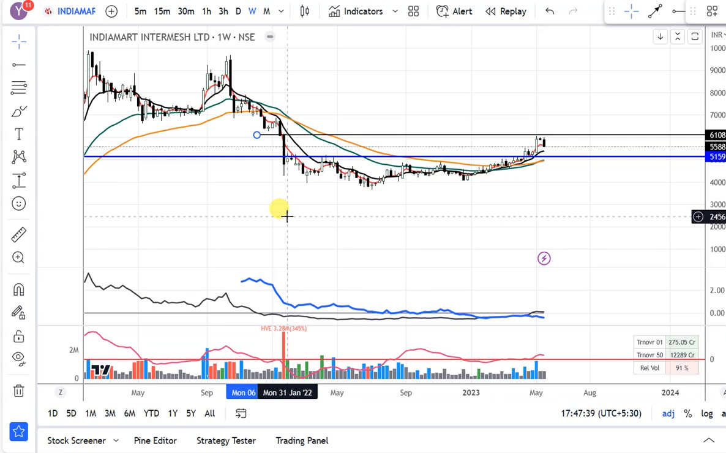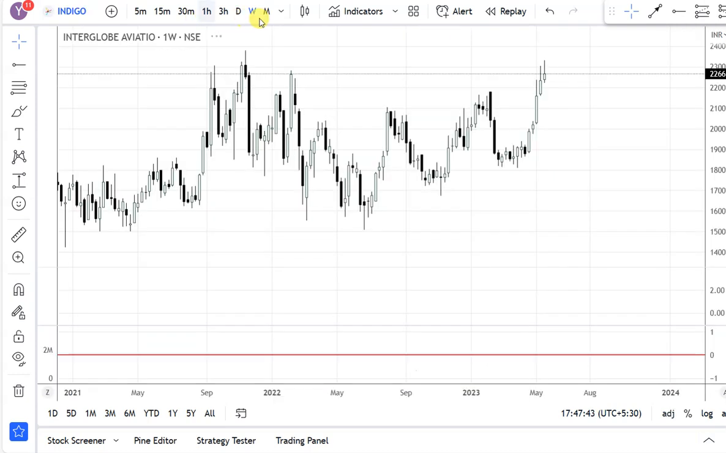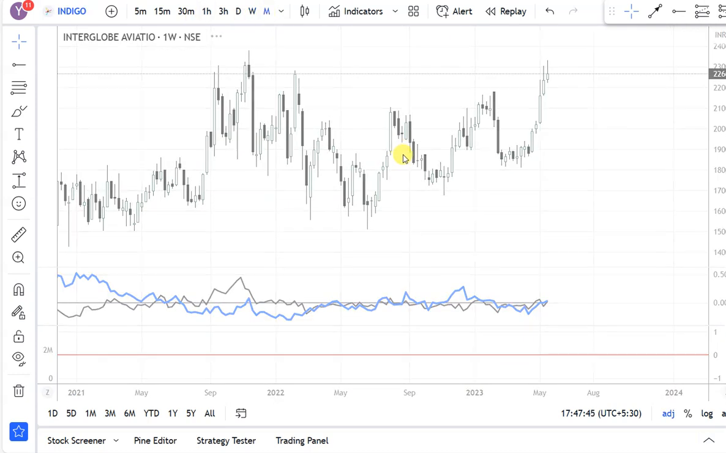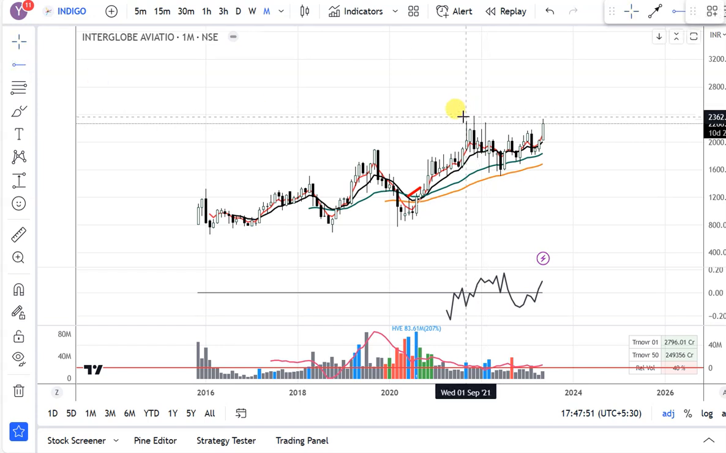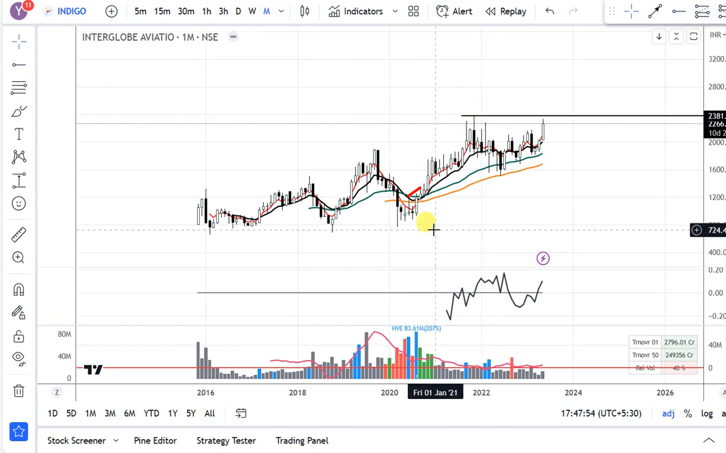Indigo right now looks to be the monopoly in the industry. So if it goes above 2380 and closes above, it can give you a wonderful investment opportunity. I will not give it as a tradable because it can give a wonderful possibility to be invested for a very long term, because that's the only airline which has the highest number of connectivity in India right now. So let's wait and watch.